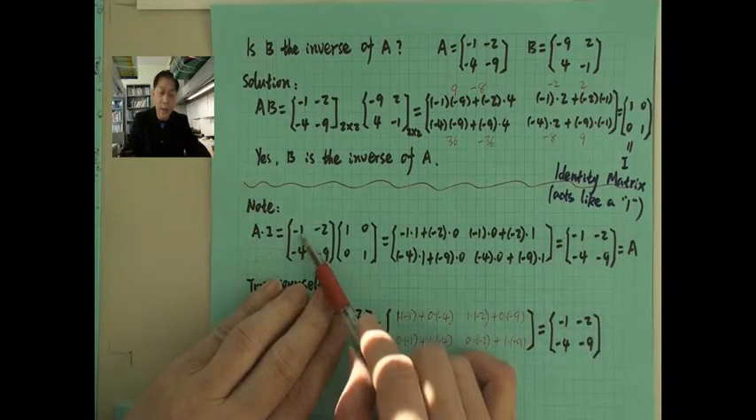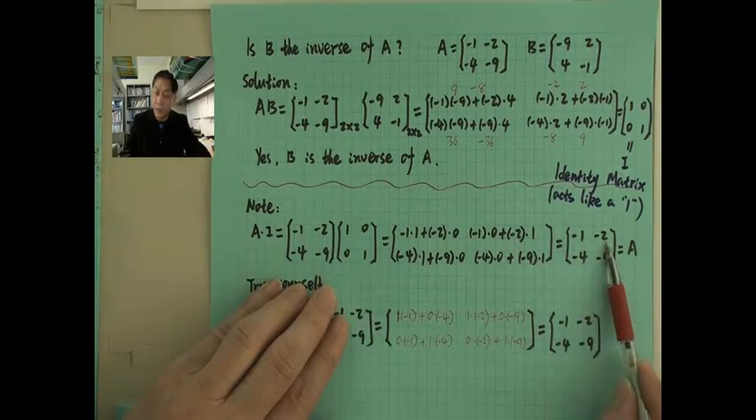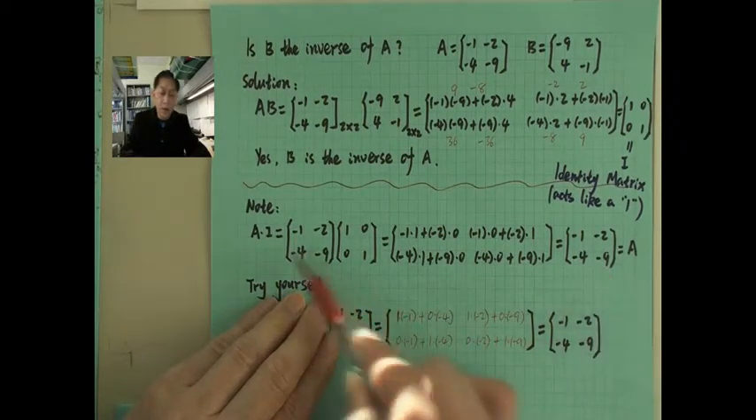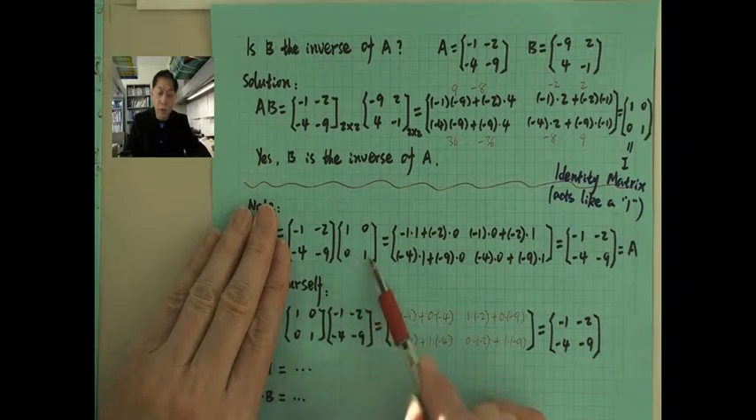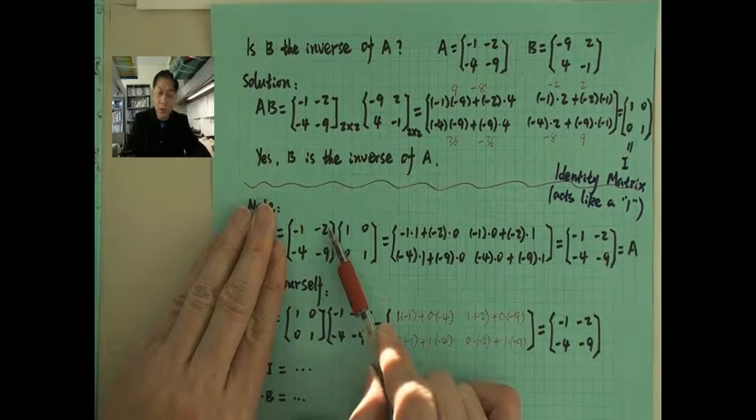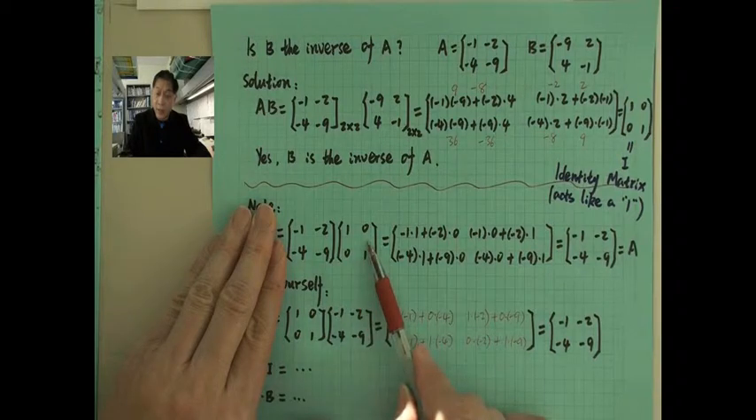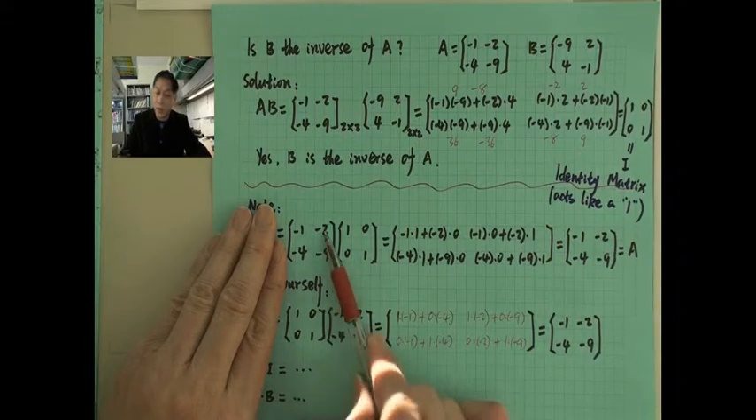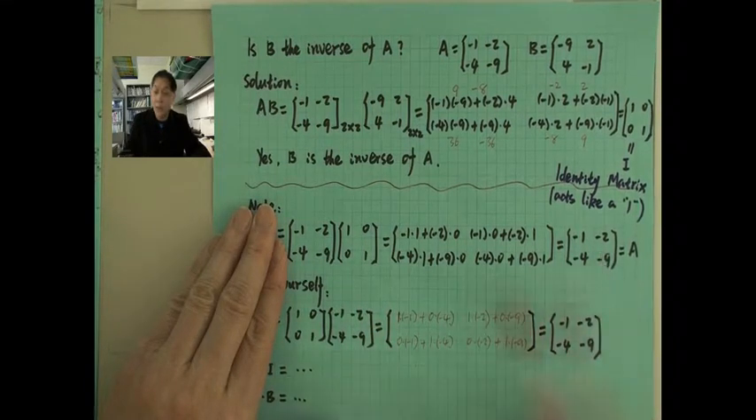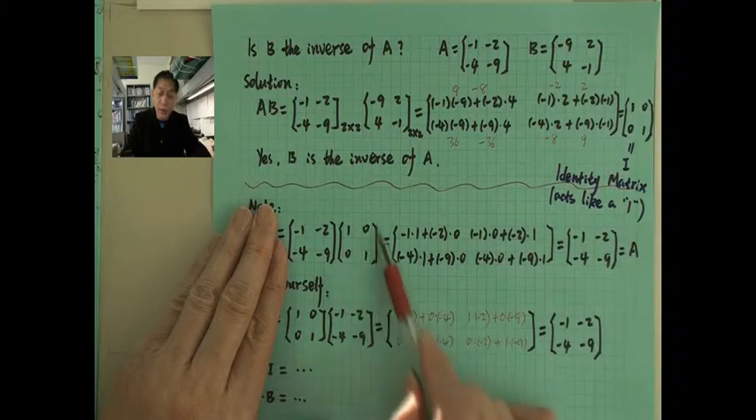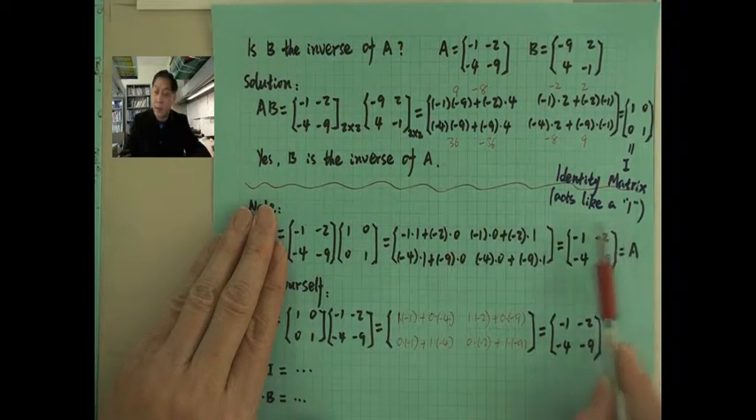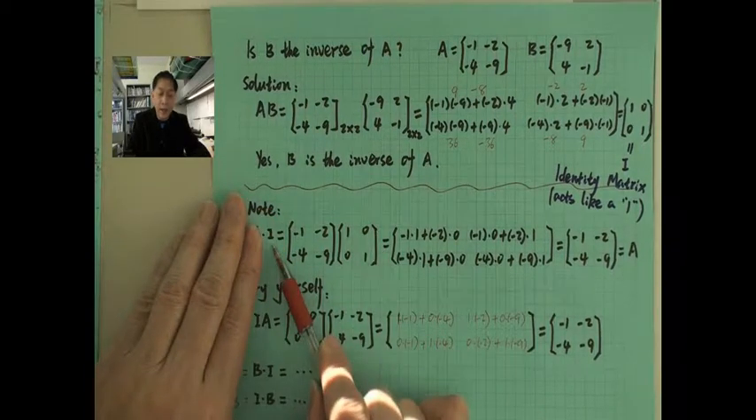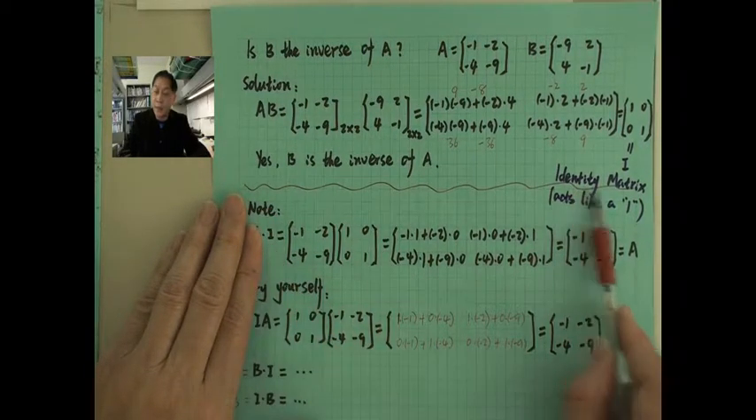So look: -1, -2, -4, -9. So this 1, 0, 0, 1 times this matrix, it looks like we didn't do any multiplication. We still get this one. So this special matrix times this matrix, we get the same matrix. Then this matrix acts like a 1, and we denote this matrix by I. It's called the identity matrix.